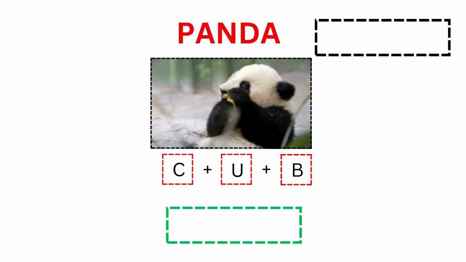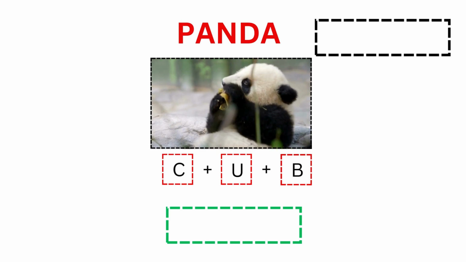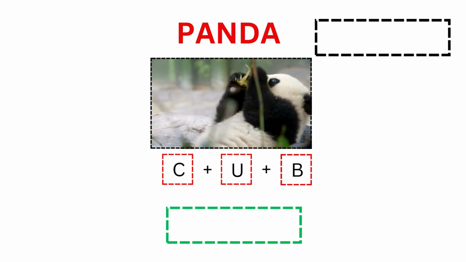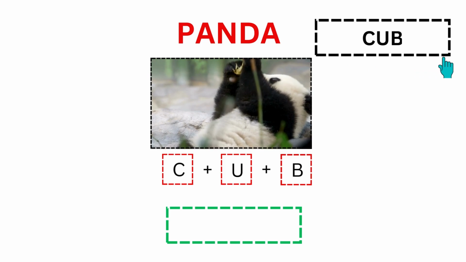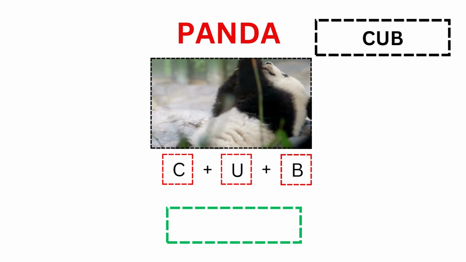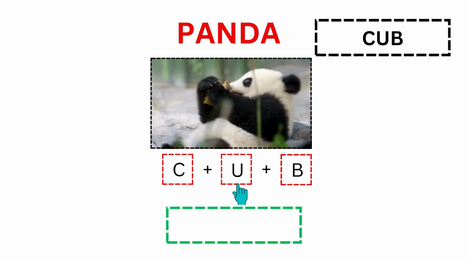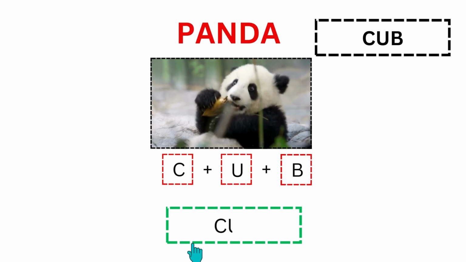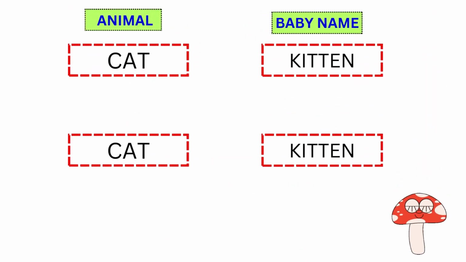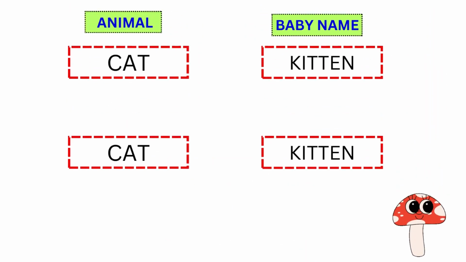Number 40 is panda. A baby panda is called a cub. पांडा के बच्चे को कब कहा जाता है. CUB cub. Now we will practice each word twice.